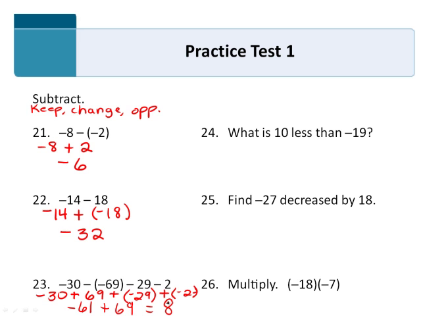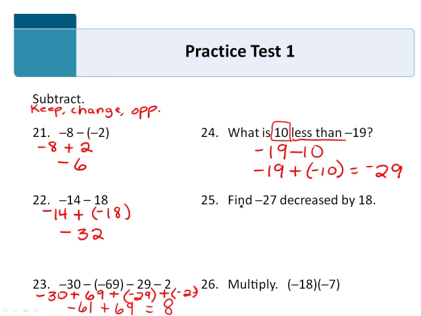Okay, 24. What is 10 less than negative 19? So less than, that's the one where whatever's in front of those two words has to go to the end and get subtracted. So if you want 10 less than negative 19, that's how you're going to write that. Negative 19 minus 10. So we're going to do keep, change, opposite. So it becomes a negative 10. Now the signs are the same, so I add and keep the sign, negative 29.